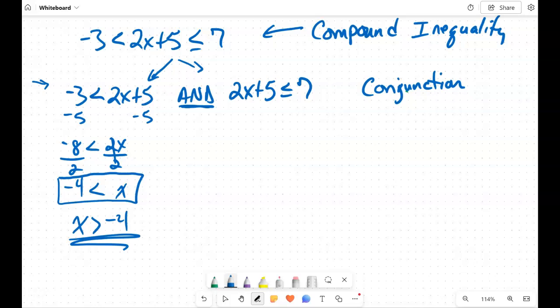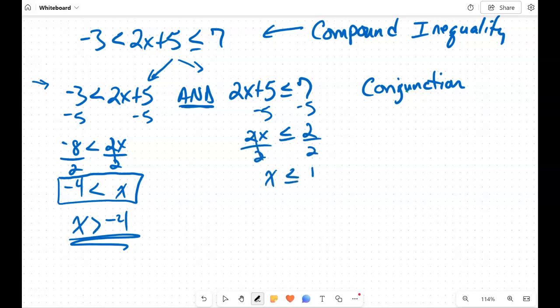Now if we do the same thing over here on the right side, solving, subtract 5 from both sides, and we would have 2x is less than or equal to 2. Then divide by 2 on both sides, and I would have x is less than or equal to 1. So at this point, I have my two pieces of this solution. X is greater than -4, and x is less than or equal to 1.